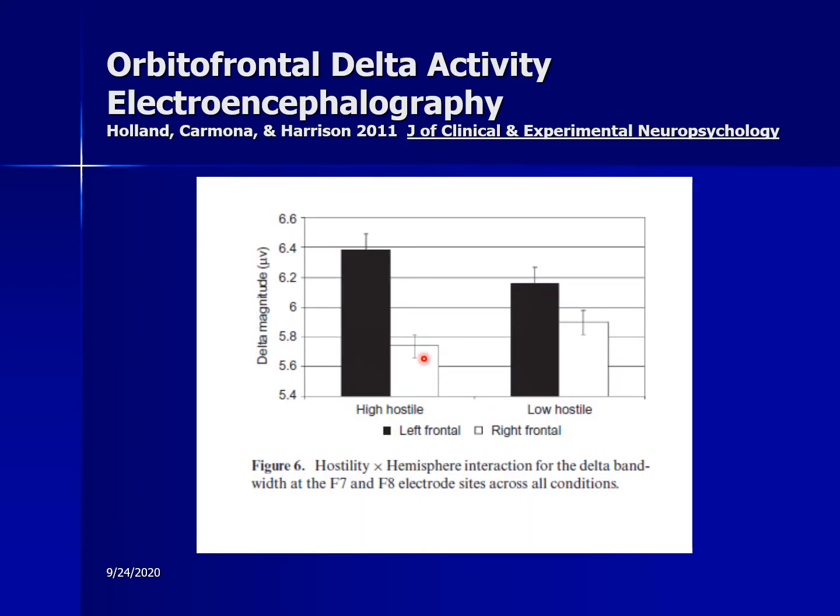So here we're looking at the electrical activity in the orbital frontal region. Again, we're looking at delta this time as a relationship to pathology. And what we find are high hostile folks have significant delta activity in both orbital frontal regions, okay, compared with low hostiles.